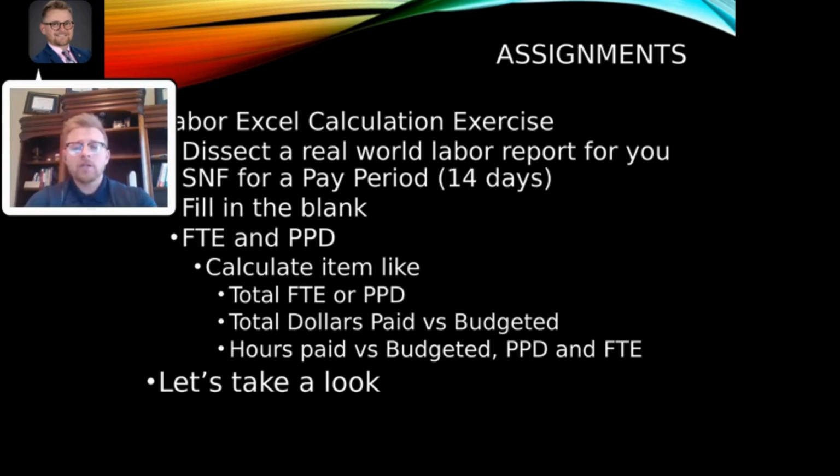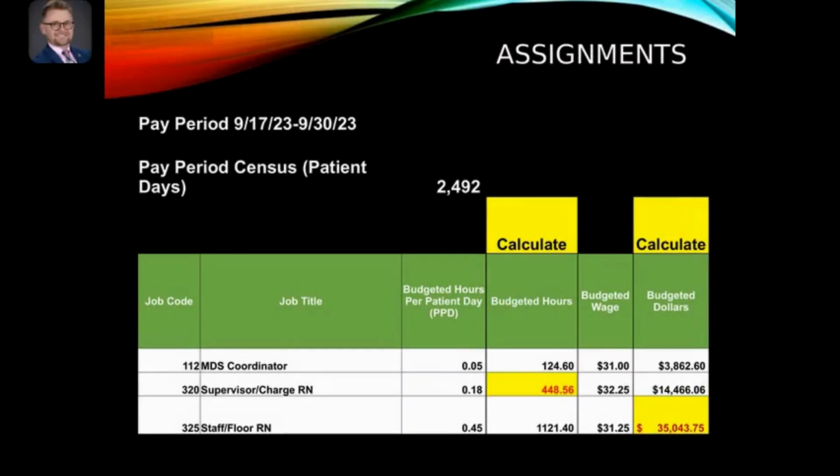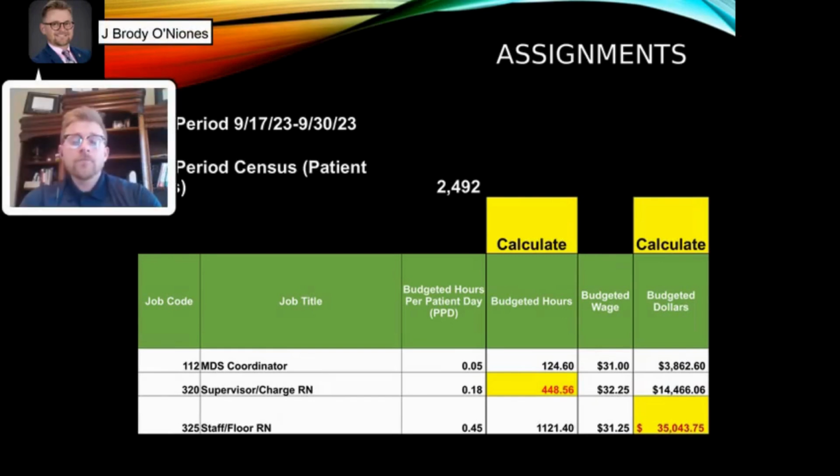Let's take a quick look at an example from your assignment. All right, so here is a screenshot of one of your assignments, the PPD one, and let's look at it real quick together. What you'll see right away is a pay period, and then it tells you the pay period census, the patient days. Now we know what built that number, the 2,492. We understand why that is our patient days and what to do with it.